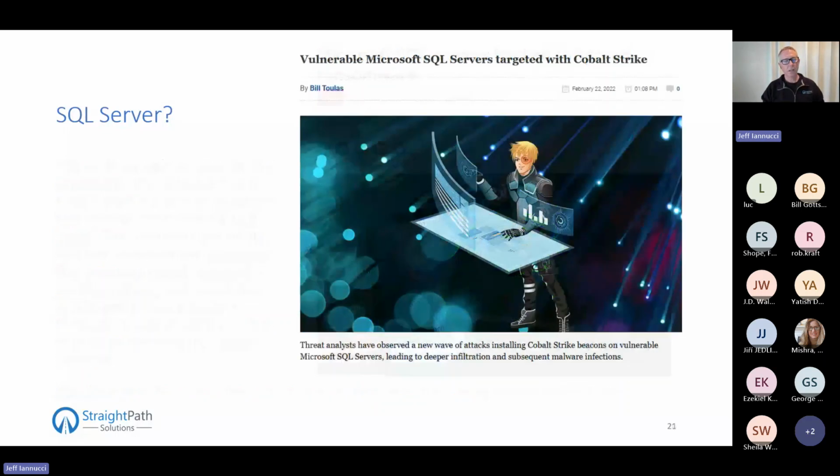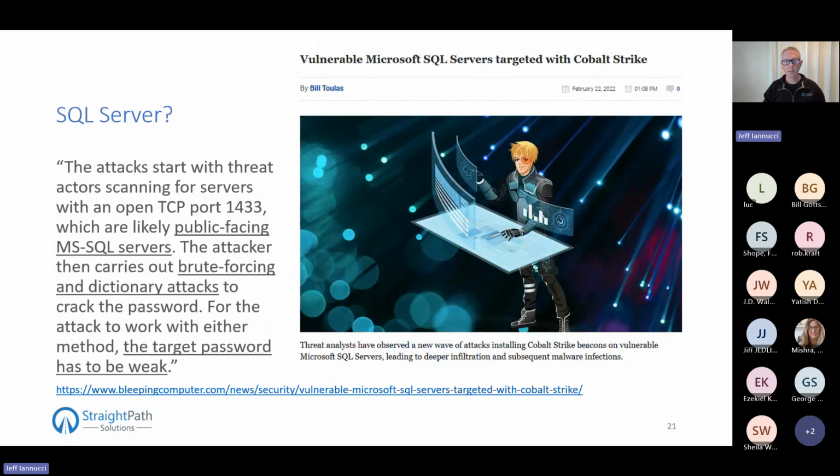And another final example here, the attacks start with a threat scanning for servers with open TCP port 1433, which I will say one thing about that. Everyone knows it's the default port. But even if you change the port, a simple port scanner, port sniffer can determine what port is used. So changing the port probably just complicates your life more than anything.